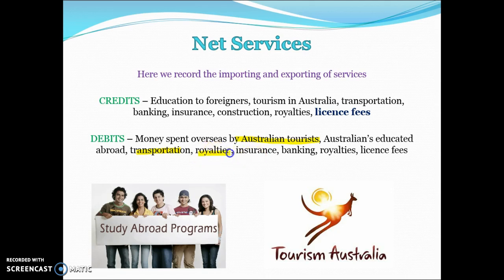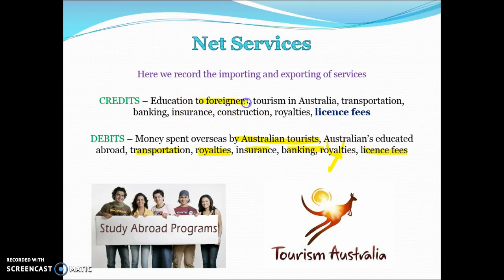Royalties, so if Australians use foreign music, for example, if someone was to dress up as a character from another country and get money from that, they would have to pay royalties back to that country. Insurance services, banking, again, royalties, don't know why that's there twice, must be important. License fees, so again, if you're doing a play or a musical, you might have to buy a license to show that play. So if we wanted to show Grease, for example, or Joseph, or any sort of foreign play or musical, that would be a debit.